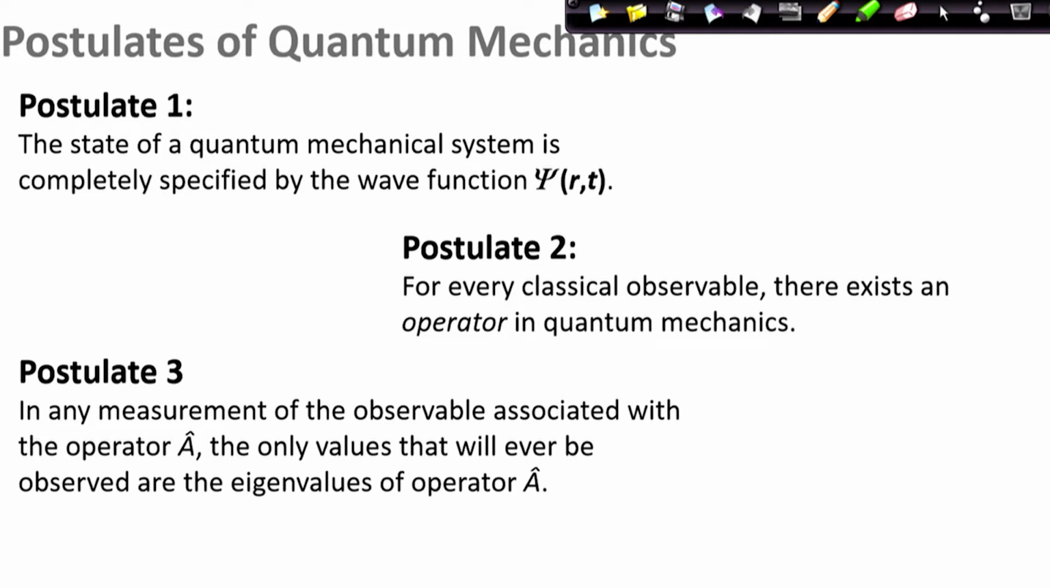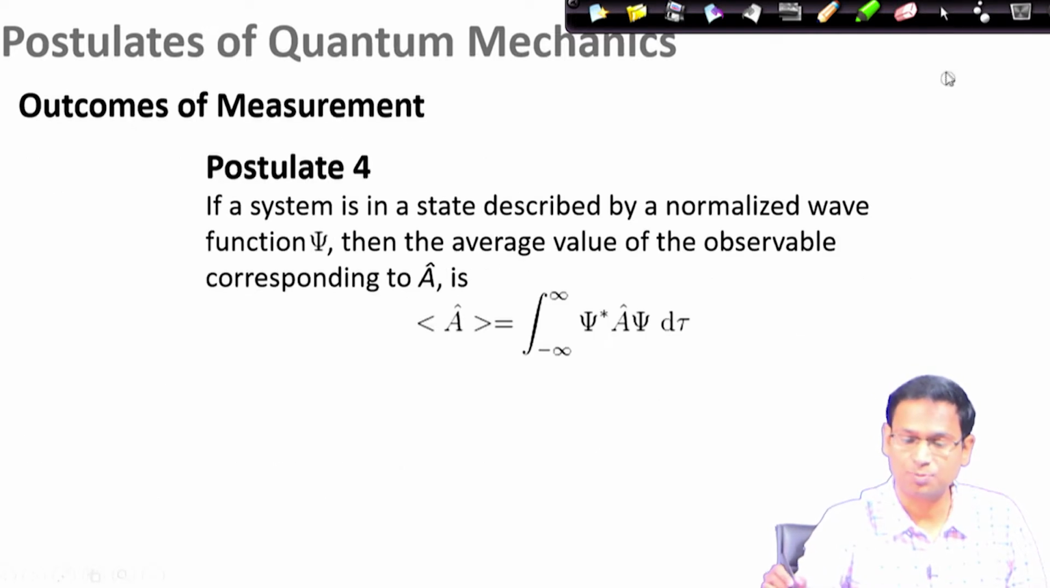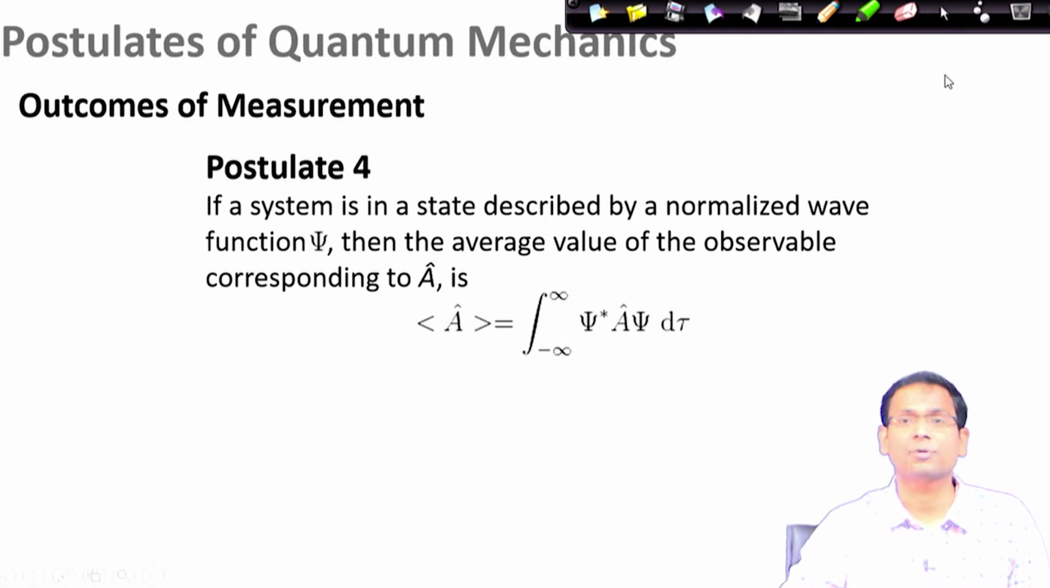That means, if the state of the system is not an eigenfunction of the operator and I make a measurement corresponding to operator A, what will be the outcome? To answer this question, we require the help of another postulate, and this is the theme of today's discussion. This brings us to the next postulate, postulate number 4.